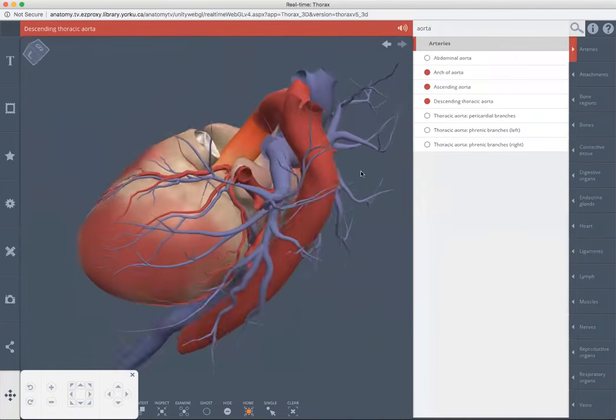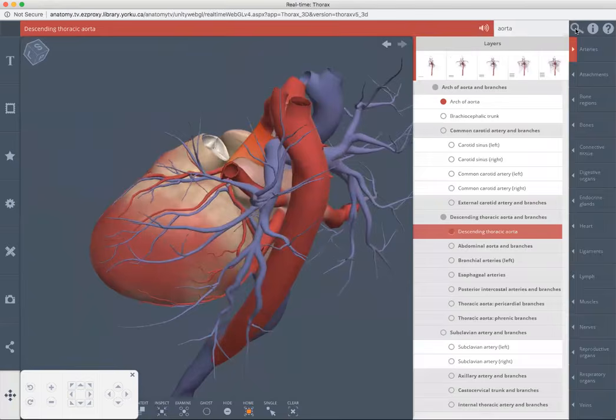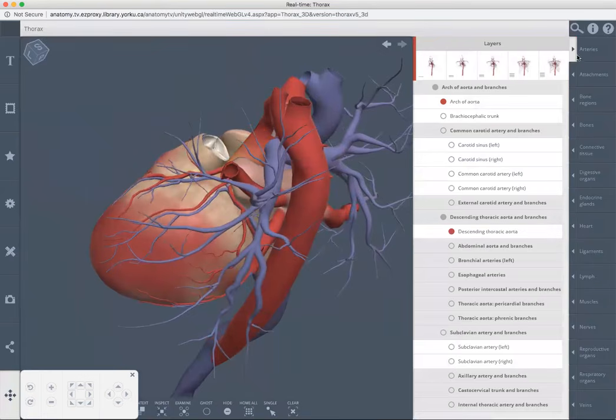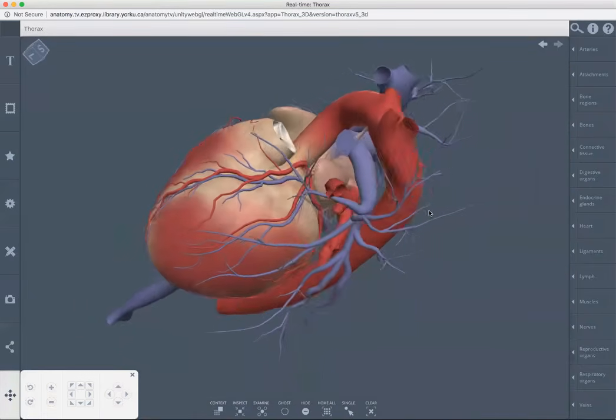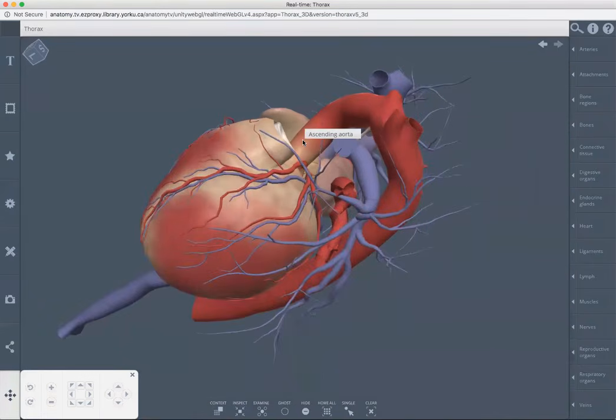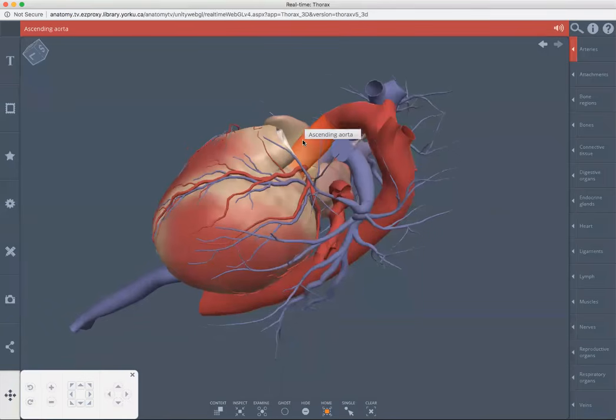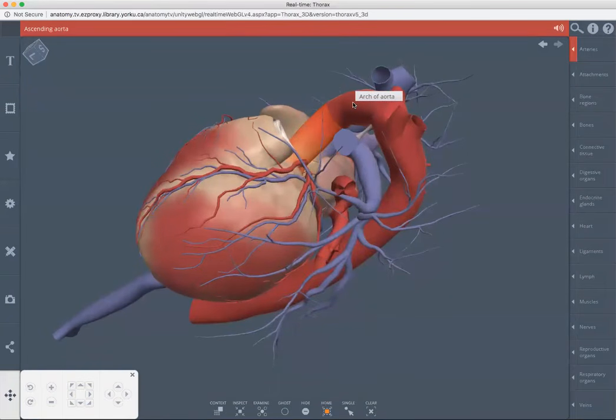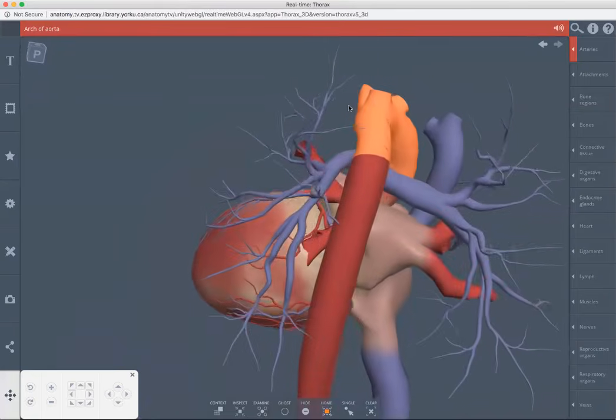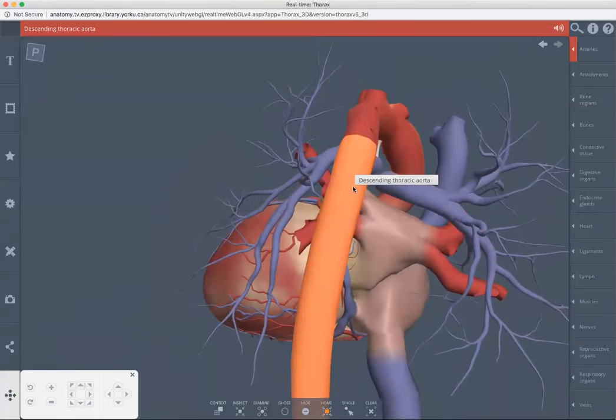All right, so let's put that away. So from our left ventricle, the blood gets pumped into the ascending aorta, then into the arch of the aorta, and that goes around the back to the descending thoracic aorta, okay?